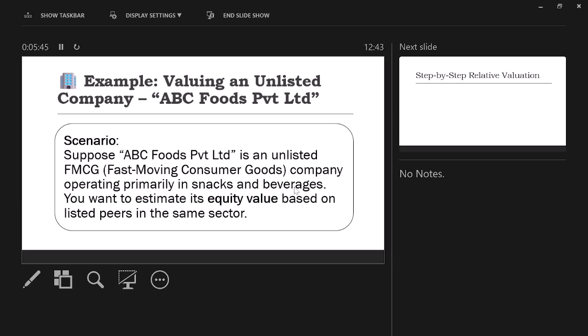So suppose ABC Food Limited is an unlisted FMCG company, a fast-moving consumer goods company operating primarily in snacks and beverages. You want to estimate the equity value based on listed peers in the same sector. Which means that you have to value this company based on already listed companies in India.